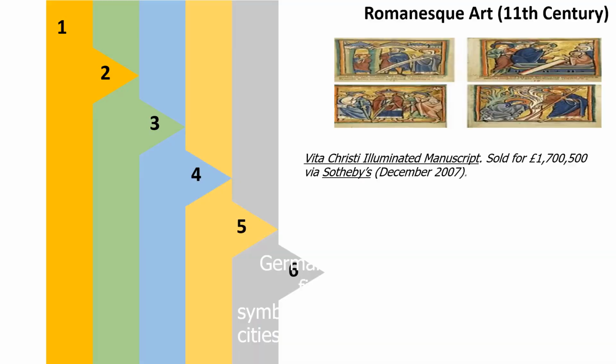We also have Romanesque art in the 11th century. This was initially developed in France, then spread to Spain, England, Flanders, Germany, Italy, and other regions. As the first style to spread across Europe, it symbolized the growing wealth of European cities and the power of church monasteries.